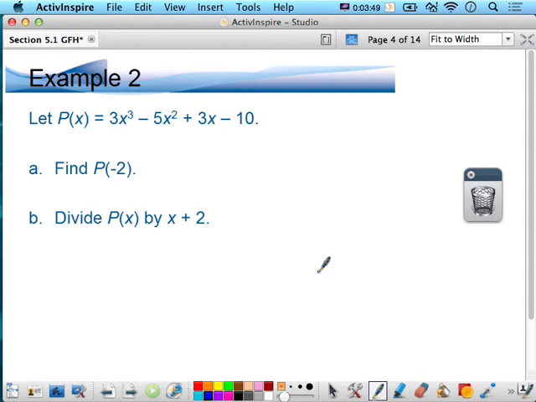So let's look at this example. It says, let p of x equal 3x to the third minus 5x squared plus 3x minus 10. And the first thing we're asked to do is to find p of negative 2. So we've been doing that all the way back since at least Algebra 1, maybe even before. We simply substitute every x in our equation, and we put a negative 2 there instead.